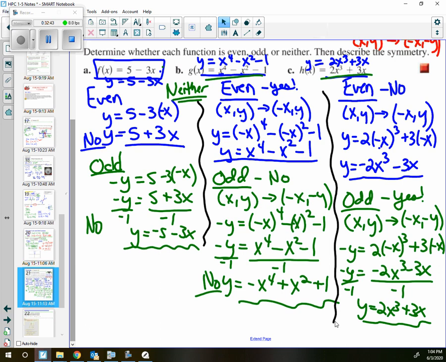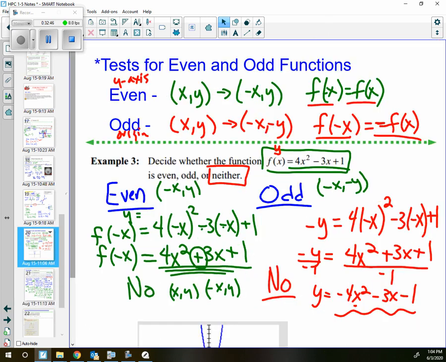So the big new picture for today, our essential question, is the difference between even and odd. Even functions have y-axis symmetry, odd functions have origin symmetry, and we have this great way to be able to prove it by checking their ordered pairs. So we have that way to be able to tell.